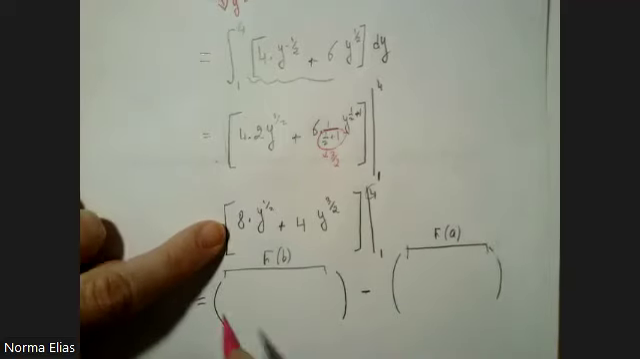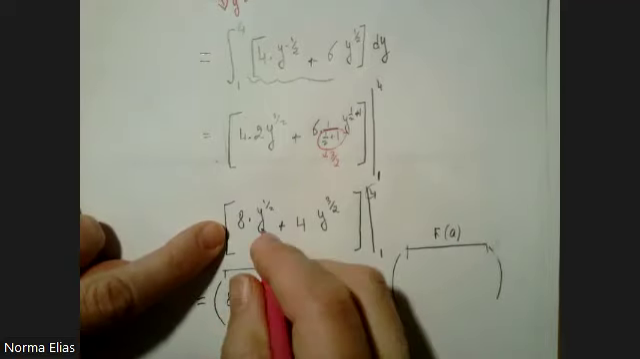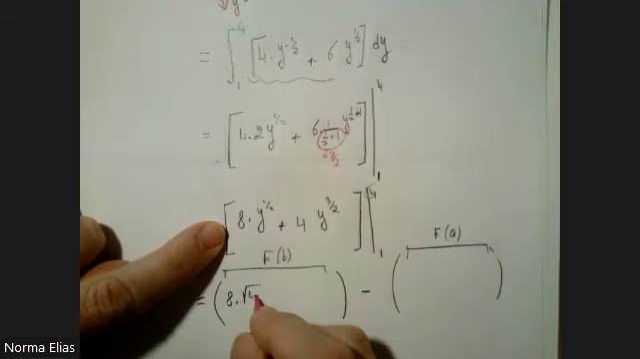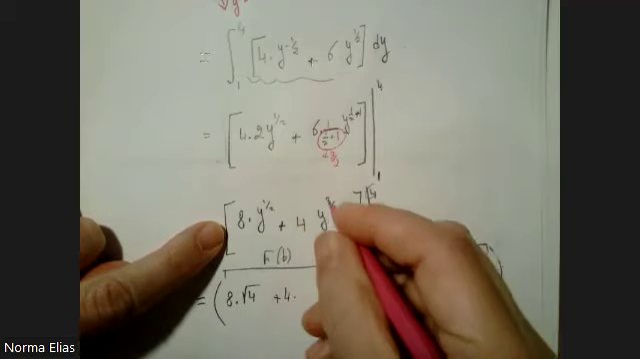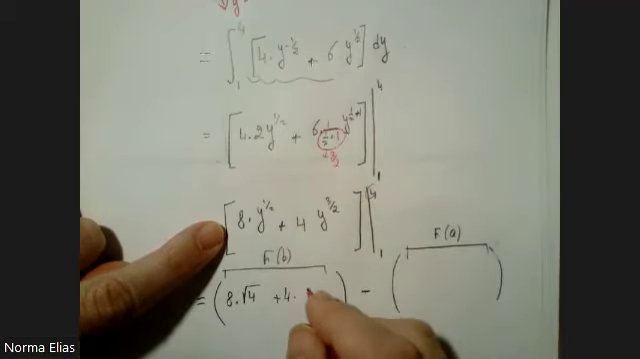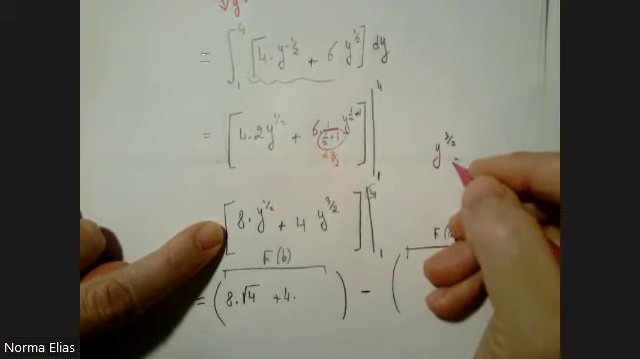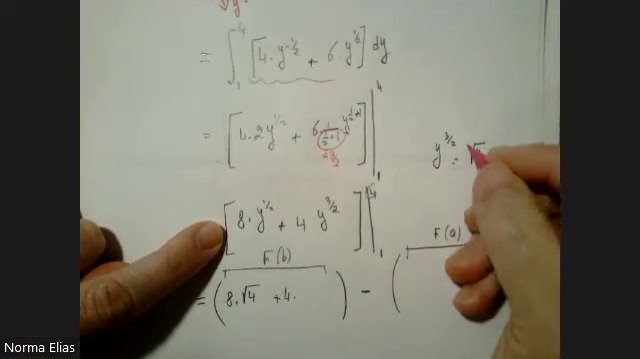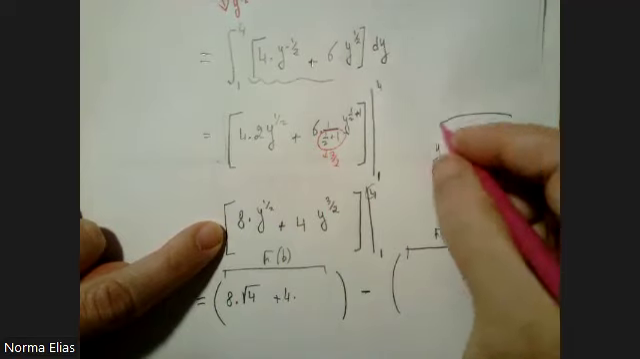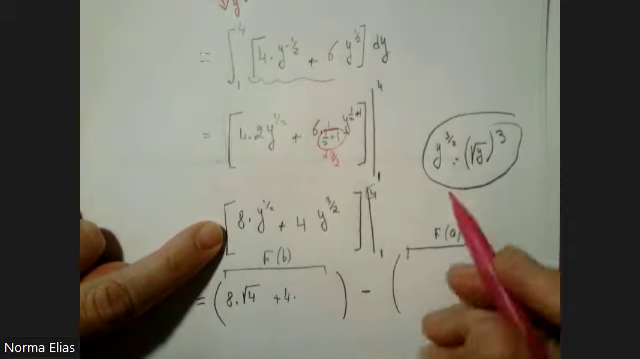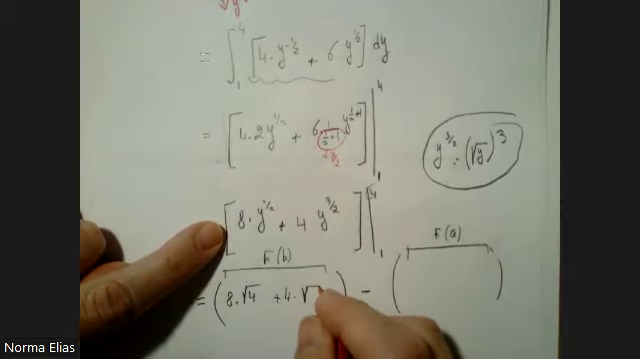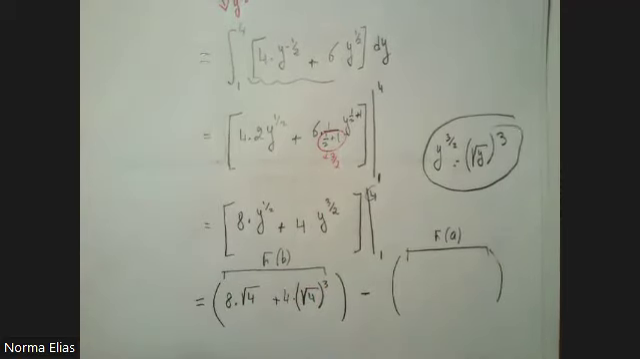Now at the upper limit, it means 8 times the square root of 4 plus 4 times y to the power 3 half. It means 4 to the power 3 half. But let us remember, y to the 3 half means the square root of y to the power 3. So I'm going to substitute this. That's going to give me the square root of 4 to the power 3. Evaluation at the upper minus evaluation at the lower.